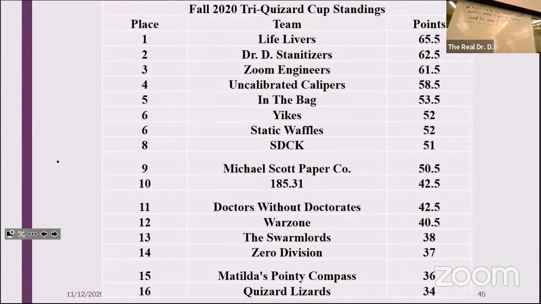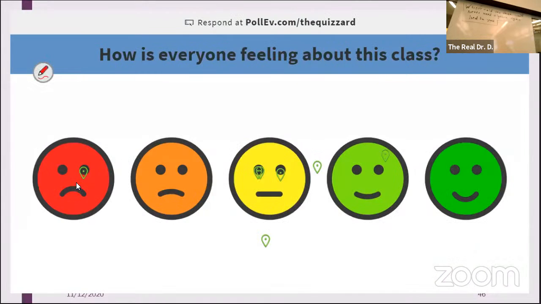Okay, everybody should have their points. If not, you could also type exclamation TQ points in the Discord to get them. That'll only give you first through third, so make sure you got them. And your category.